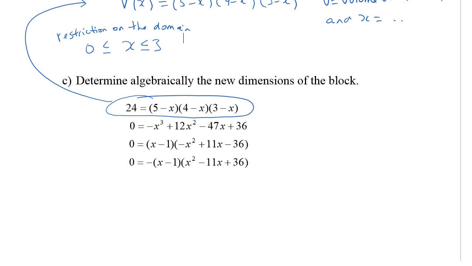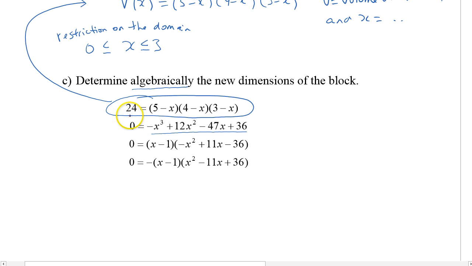Now it says determine algebraically the new dimensions of the block. So it says that the volume is 24, so we start that way. Here's what we do. If it wasn't algebraically, if it was graphically, one thing you could do is graph this, and graph y equals 24, and see where the lines intersect and take the x value of that intersection. But if we're doing it algebraically, we multiply 5 minus x times 4 minus x times 3 minus x, and that's been done for us, so that saves us a little bit of work.